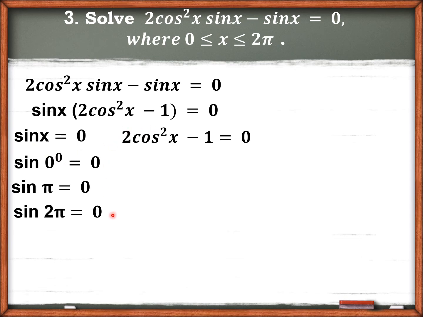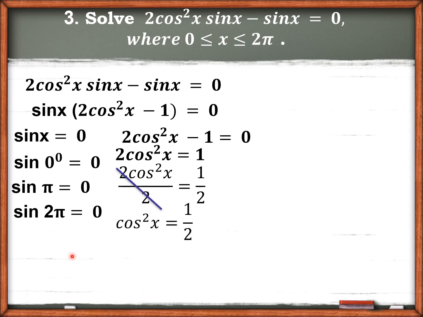The next thing that we need to do is to solve for the value of x for this second factor. So, algebraically, lilipat natin yung 1 sa kabila. O, negative 1 nilipat dito, naging positive 1. Pero dahil hinahanap natin yung value ni x for this particular function, i-divide natin both sides kay 2. So, 2 cosine squared x divided by 2 equals 1 divided by 2. Next. Dito, kakancel natin yung 2. We have cosine squared x equals 1 half.